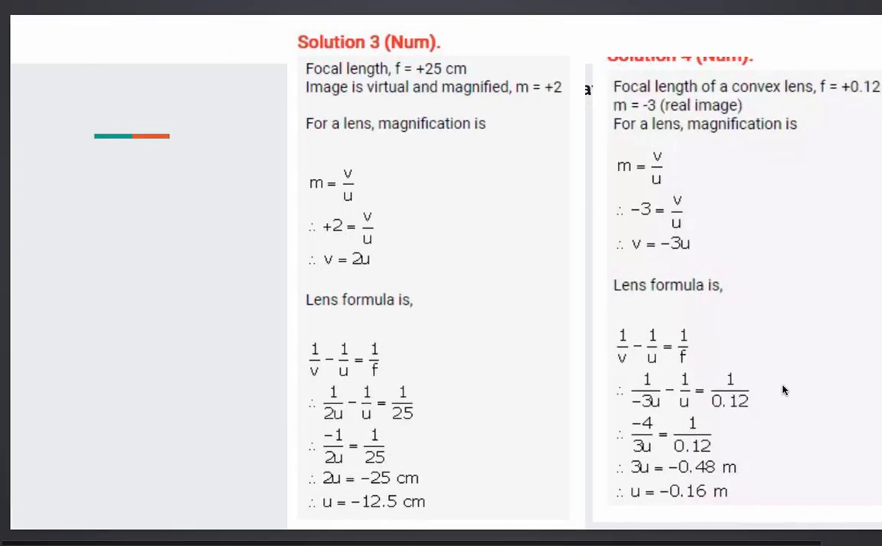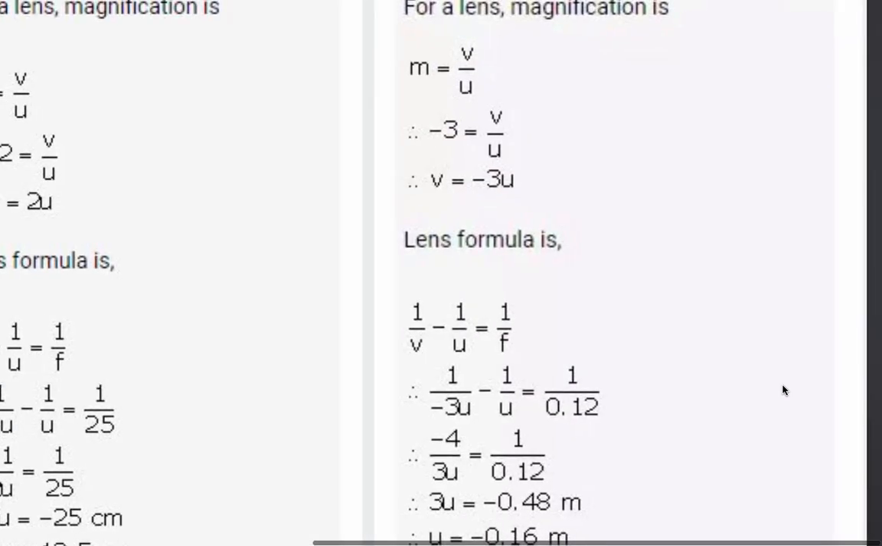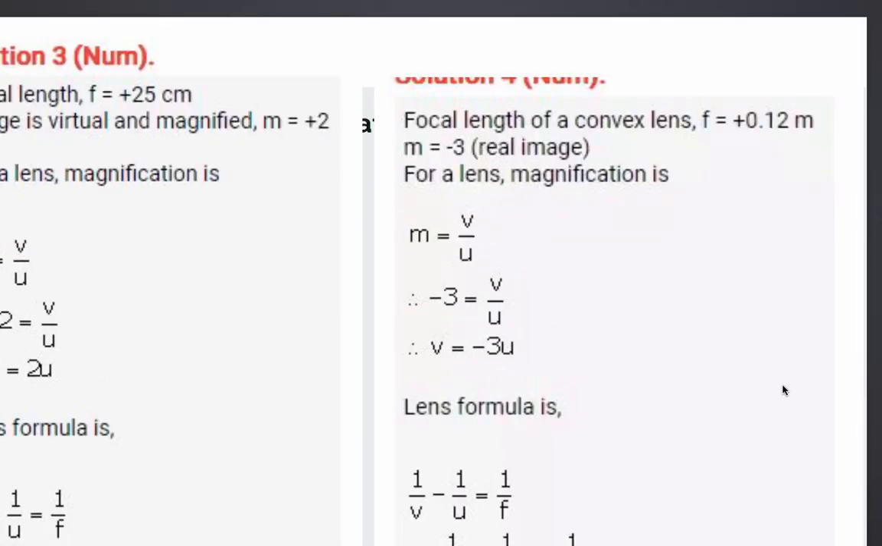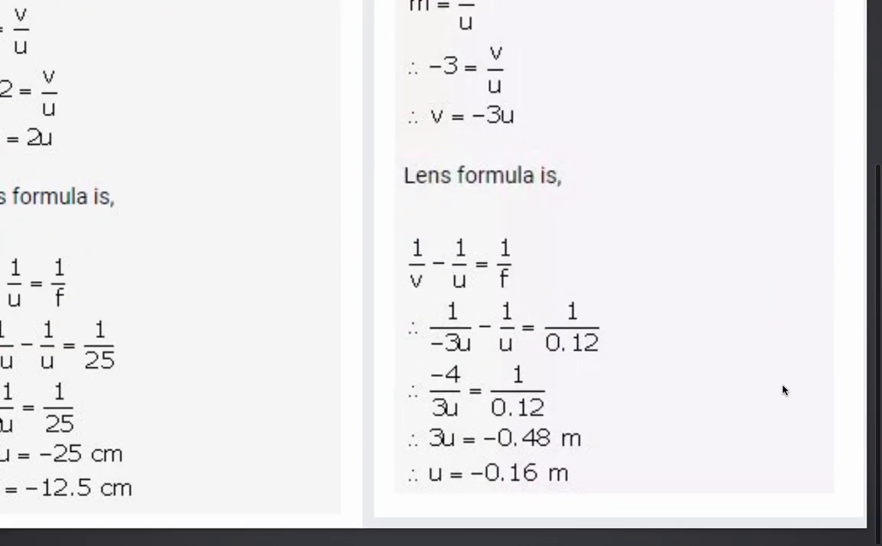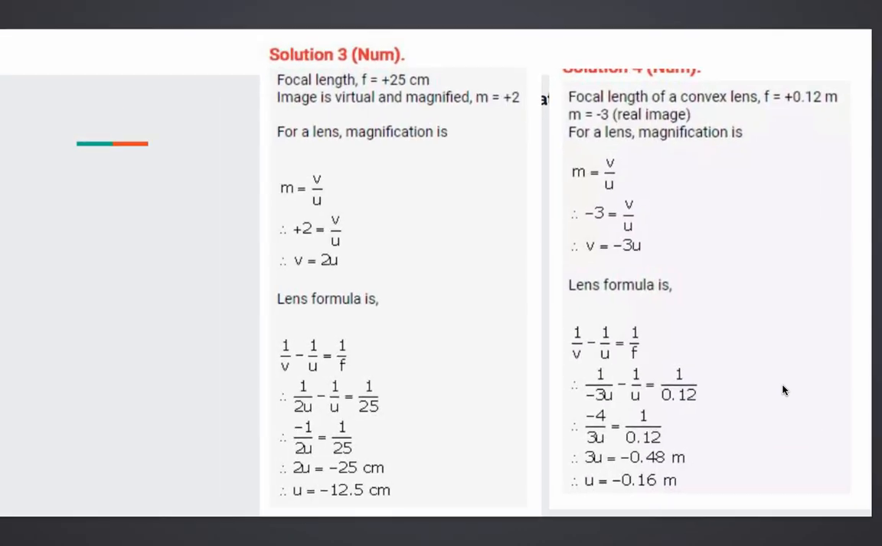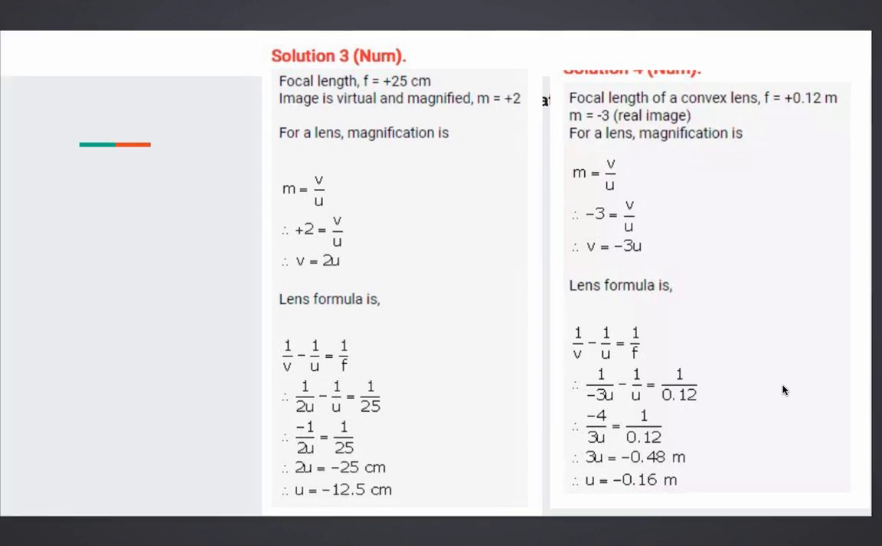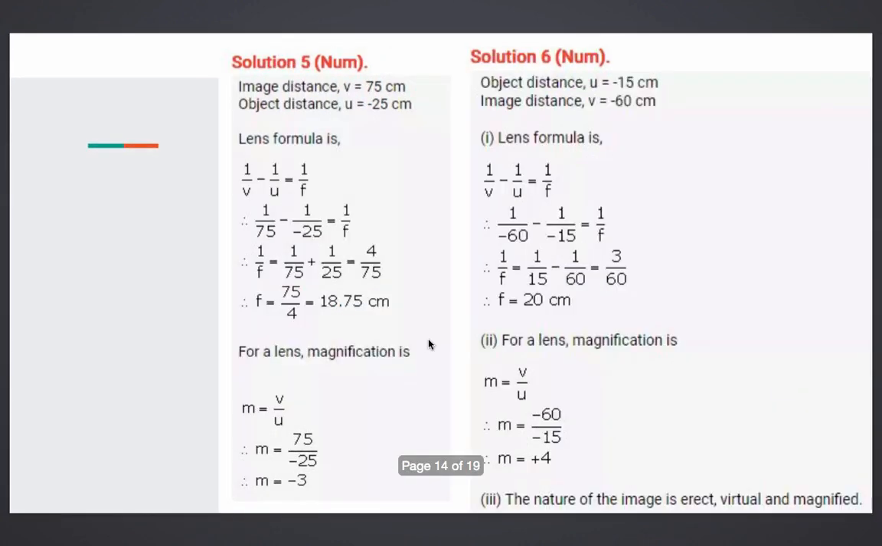Okay. Let's move to the next question and the solution. This is question number 4, numerical number 4. I've solved it for you. You can go through it. It's your homework question. If any difficulty, you can check that. Right. Now, the 4th is your homework. So, let's move to the 5th one.